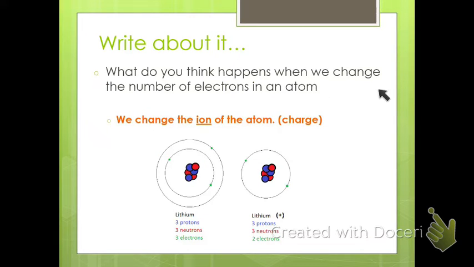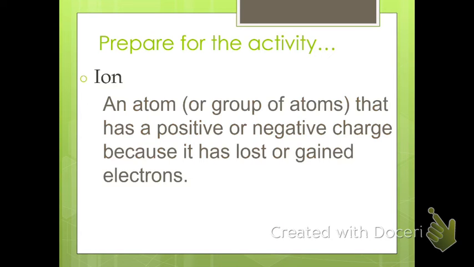Okay, and then what do we think happens when we change the number of electrons? Well, here we have lithium with 3 protons, 3 neutrons, and 3 electrons, so a neutral atom of lithium. And here we have removed one of those electrons. We have 3 protons, 3 neutrons, and 2 electrons. So now we have this positively charged, this ionized lithium. So, an ion. It's an atom or a group, a cluster of atoms that has a positive or negative charge because it has gained or lost electrons.